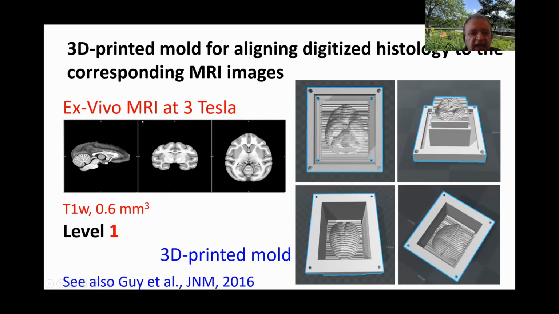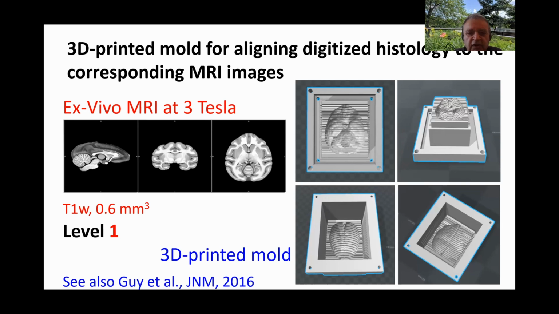So this is an ex-vivo MRI at 3 Tesla, T1 weighted, and only 0.6 cubic millimeter. I call this the 3 Tesla imaging level 1, the coarse resolution. So we segment the ex-vivo brain and we create a mold made with 3D printing with slits that allow us to insert blades and cut slabs of this brain that by definition are already coarsely aligned to the MRI.